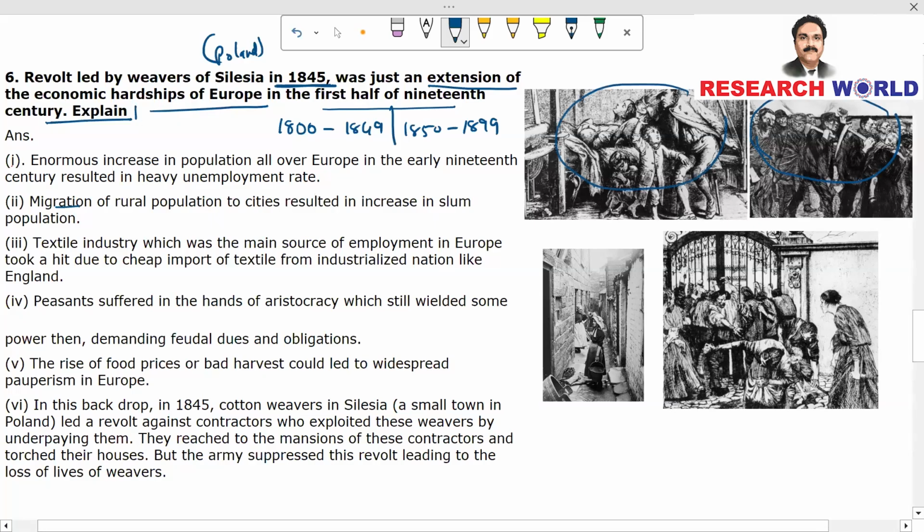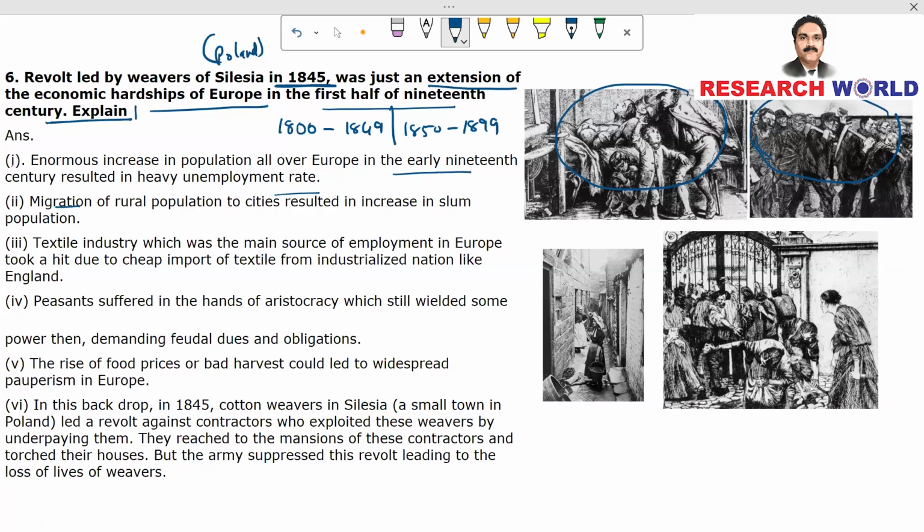All right. See, now, enormous increase in population all over Europe in the early 19th century resulted in heavy unemployment rate. The primary reason was a population explosion that took place in Europe in 1800s.